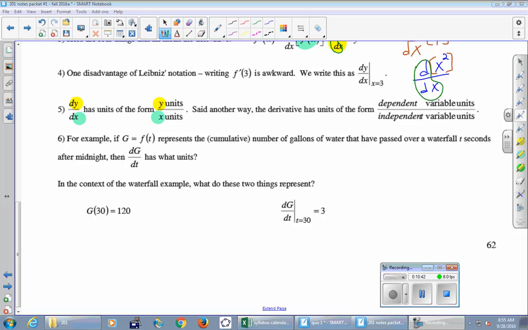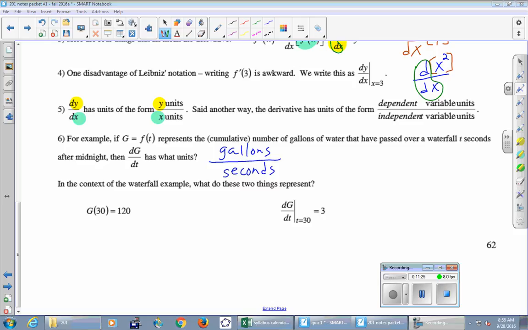Number 6, for example, if g equals f of t represents the cumulative number of gallons of water that have passed over a waterfall t seconds after midnight, then dg dt has what units? So the units we're looking for on top are from which letter? G. And what are the units for G? Gallons. Over, and the units for the bottom go with T, seconds. So the units for that derivative, dg dt, are gallons per second. So in some sense, we're getting a measure of how many gallons per second are passing over that waterfall.